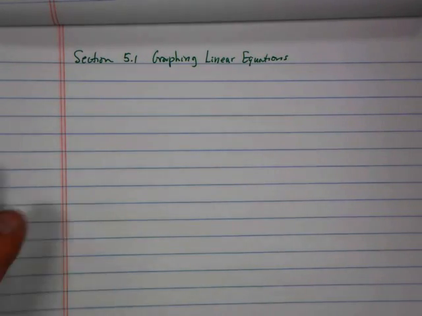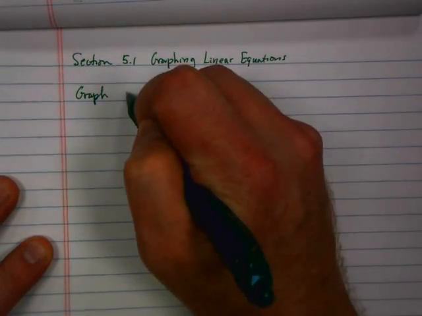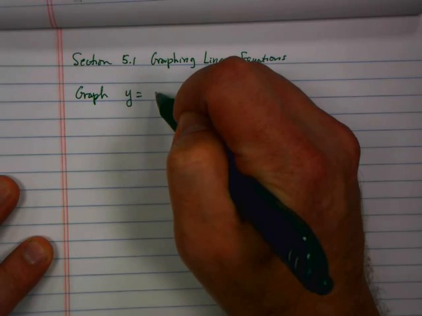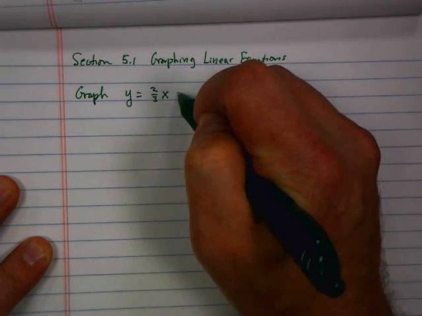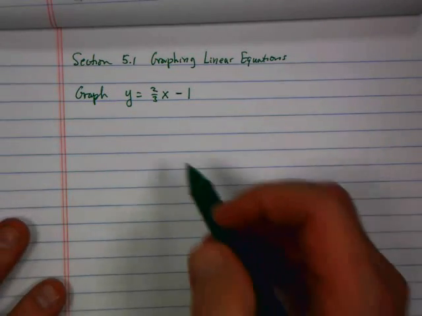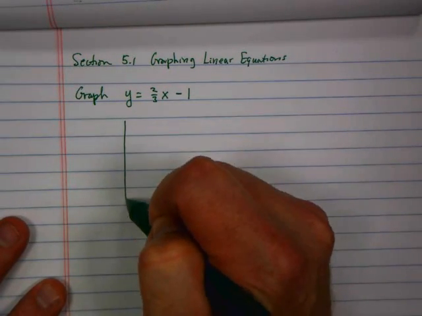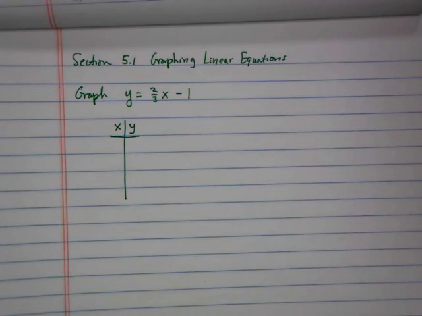So you might remember back a while ago, I might have asked you to graph y equals 2/3 x minus 1. And we have a couple different ways to do this. The first way we learned how to do this was we built a table, and we picked some of our favorite numbers and plugged them in, and we used those to draw the graph.